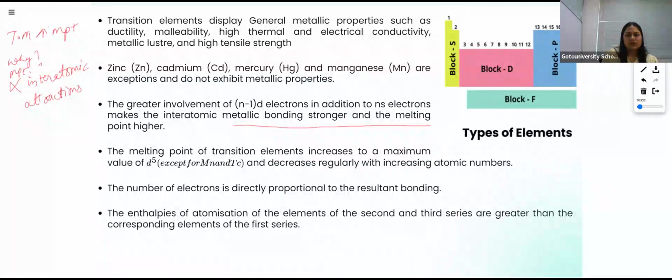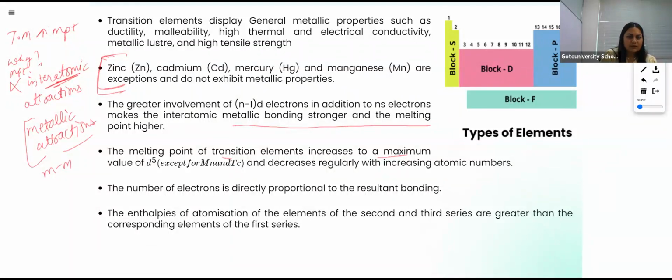It is also written here that they have interatomic attractions. What kind of interatomic attractions? Metallic attractions. Okay, because transition elements are mostly metals. So they show strong metal to metal bond strength. All right, except these transition elements, except these transition metals.